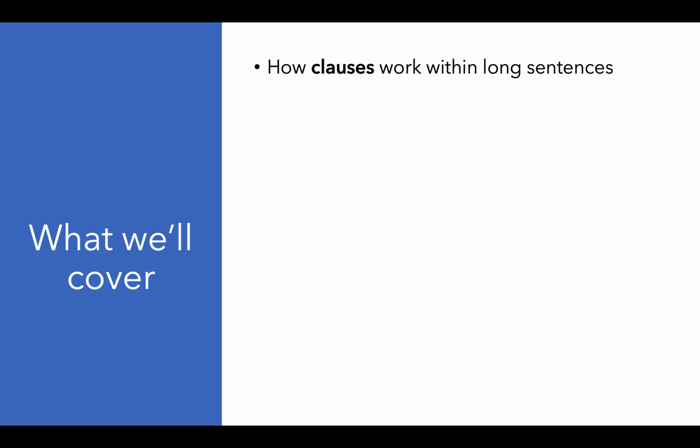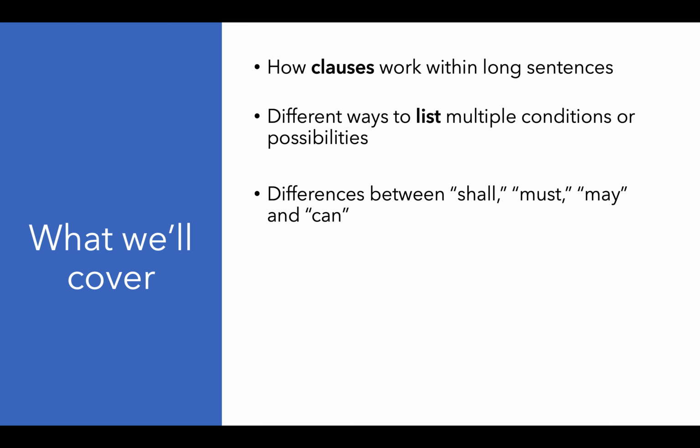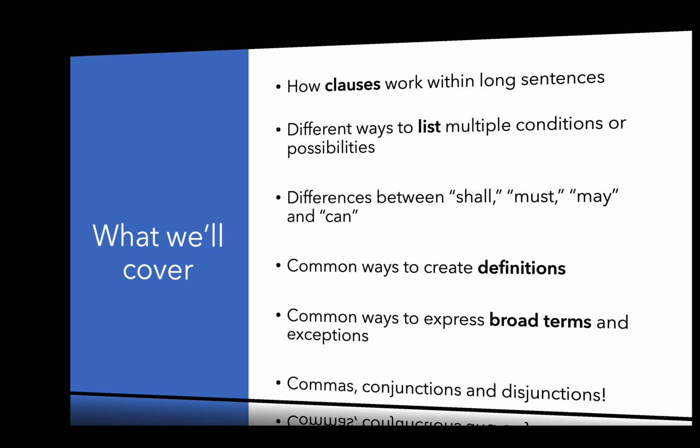And so here's a preview of some of the lessons that will be taken away from their contracts. Looking at clauses and long sentences, ways to list, differences between these really important mandatory and directive terms, definitions, how to be broad and sweeping and to create exceptions when you need them, and then finally, but not at all least importantly, commas and conjunctions, all those little words that tie things together.